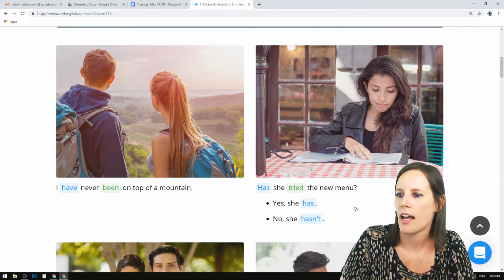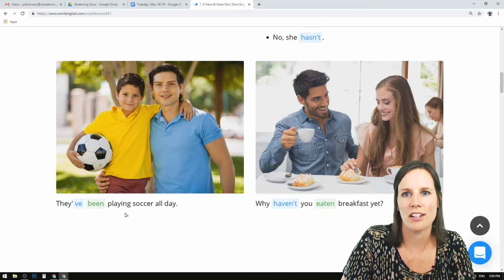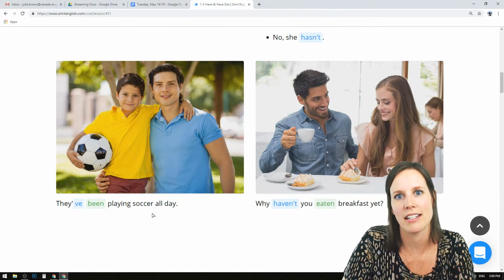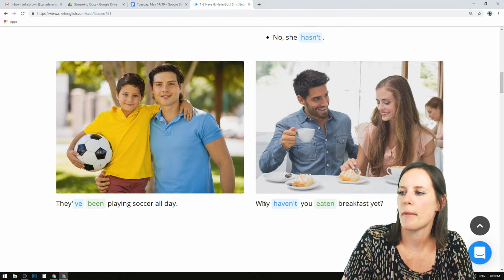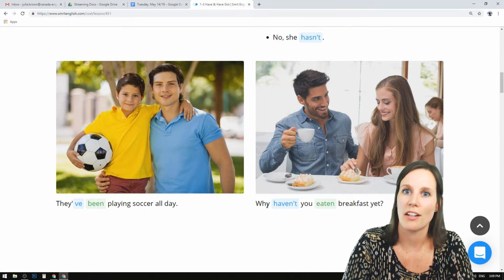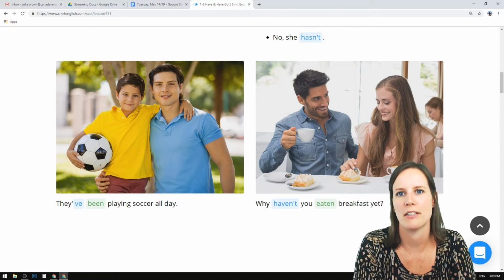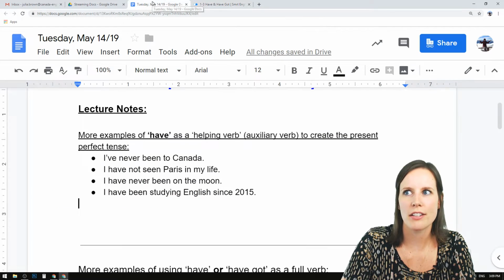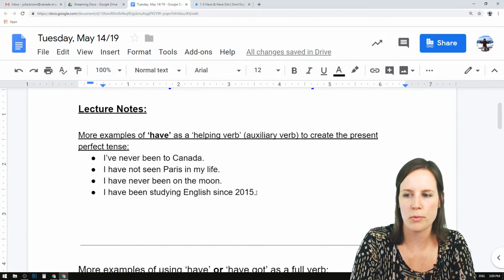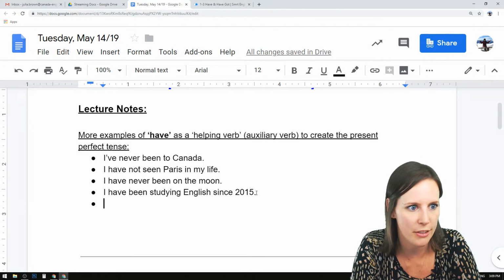Okay. And some more examples. They've been playing soccer all day. Okay, this is again an example of a present perfect continuous. And a question: why haven't you eaten breakfast yet? Okay, the long form, remember, would be, why have you not eaten breakfast yet? Okay. Now let's go back to the document and we can put some more questions with present perfect using have as a helping verb.